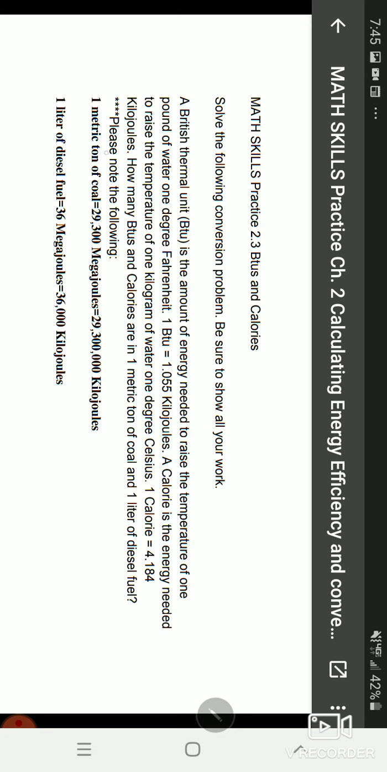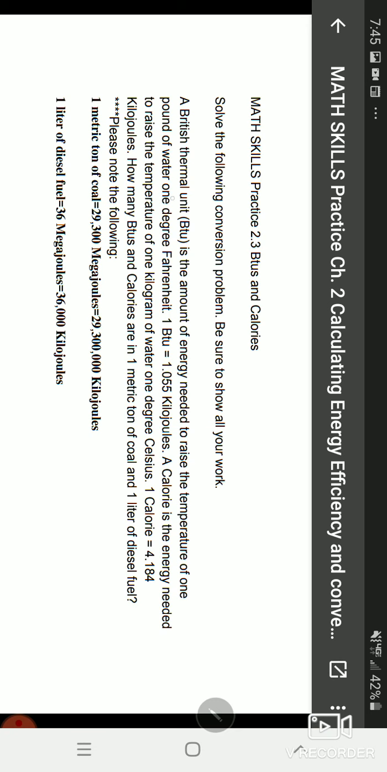You had to have a little bit of information. I told you that 1 metric ton of coal is 29,300 megajoules, which equals 29,300,000 kilojoules. So I kind of gave you some information there. If you read it, it says a British thermal unit, BTU, is the amount of energy needed to raise the temperature of 1 pound of water 1 degree Fahrenheit.